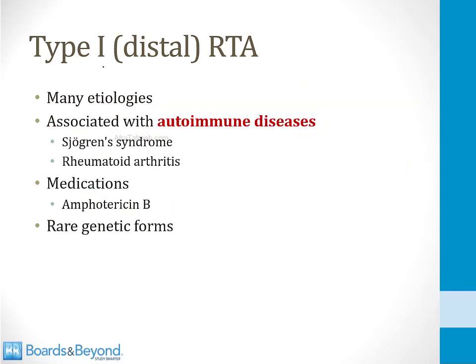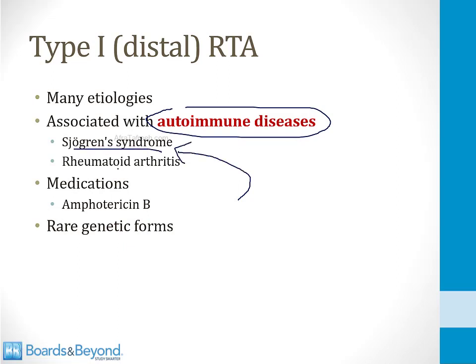There are many etiologies of a distal RTA, but you should know that a classic association of type 1 RTA is with autoimmune diseases, especially Sjogren's syndrome or rheumatoid arthritis. Any board question describing a patient with one of these conditions who develops a metabolic acidosis, you should think of a distal RTA. In addition, there are medications associated with this condition. Amphotericin B is an antifungal drug that is a classic cause of a distal RTA, and then there are rare genetic forms that you can see in children.